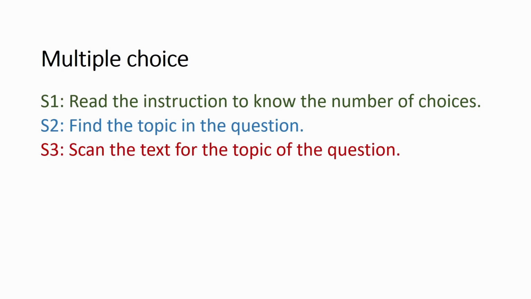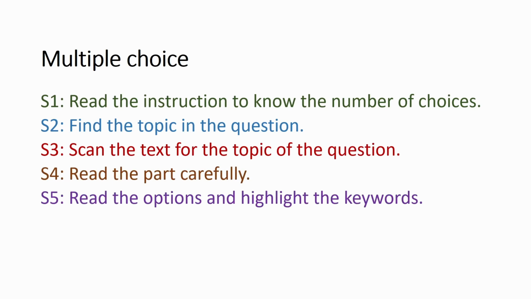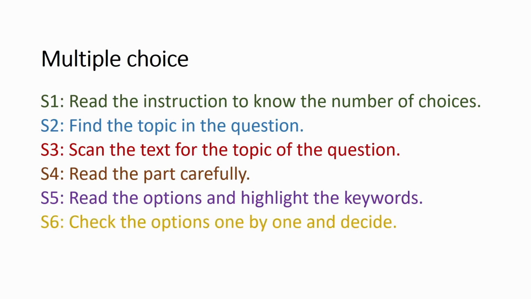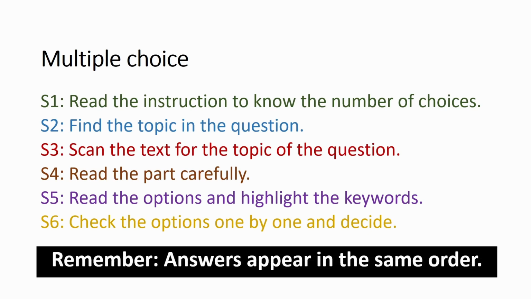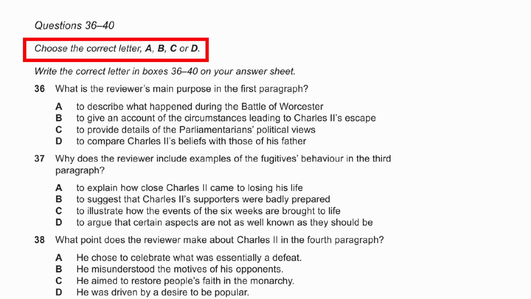Then we scan the text for the topic of the question, read the part carefully, read the options and highlight the keywords, check the options one by one and decide. And again, for this question type, the answers appear in the same order, and this is very helpful. So in this type, we need to choose one answer only.